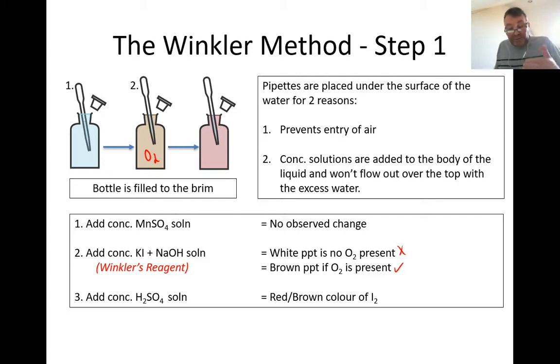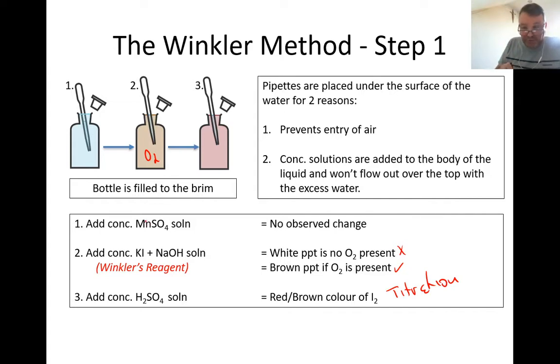Finally, after we've added in those two, the third one to be added in is concentrated sulfuric acid. Now, when we add in the concentrated sulfuric acid, this will release the I minus ions, and they will come together as I2. So this is where we release the free iodine, and it's the iodine that is going to go into my titration. Okay, so they're the three chemicals.